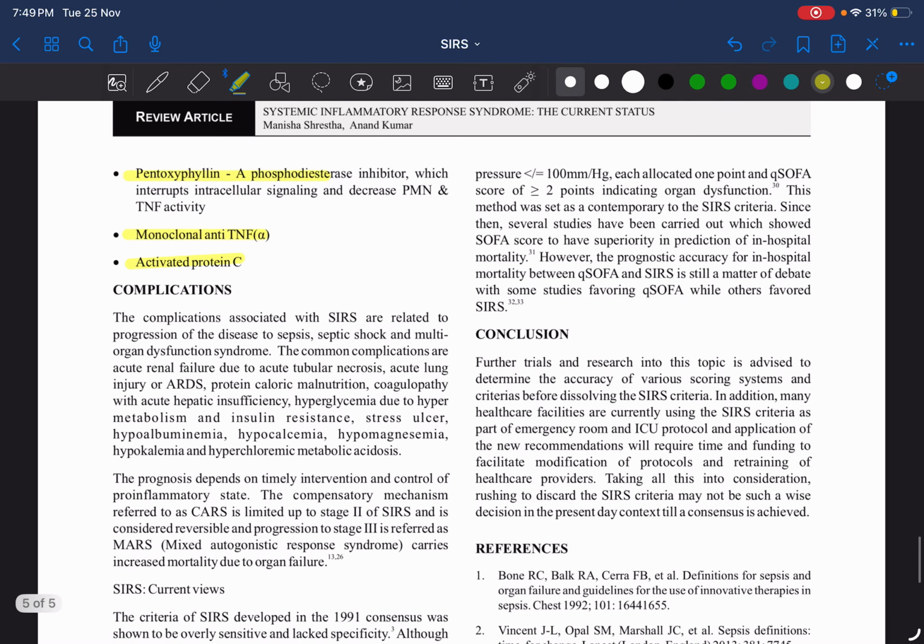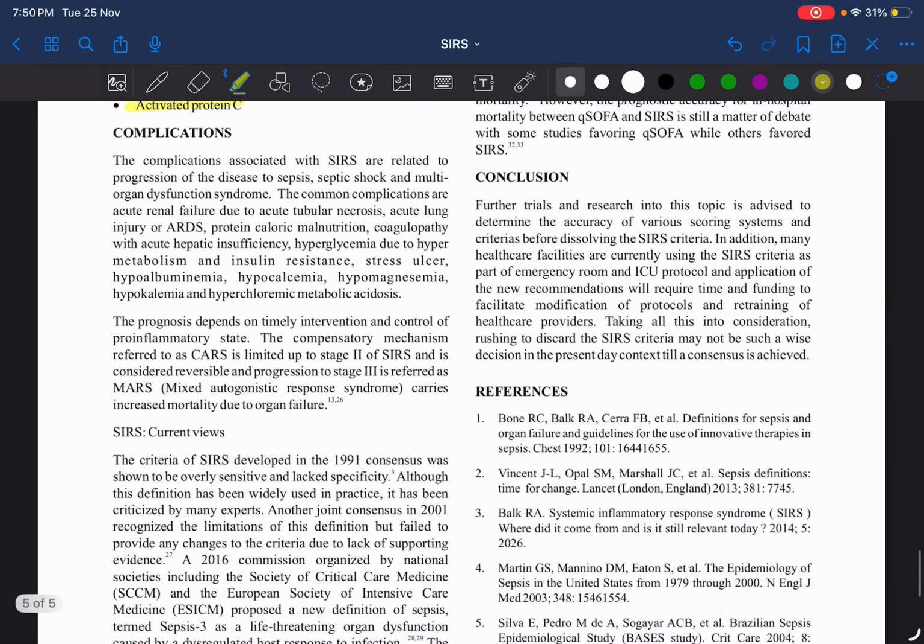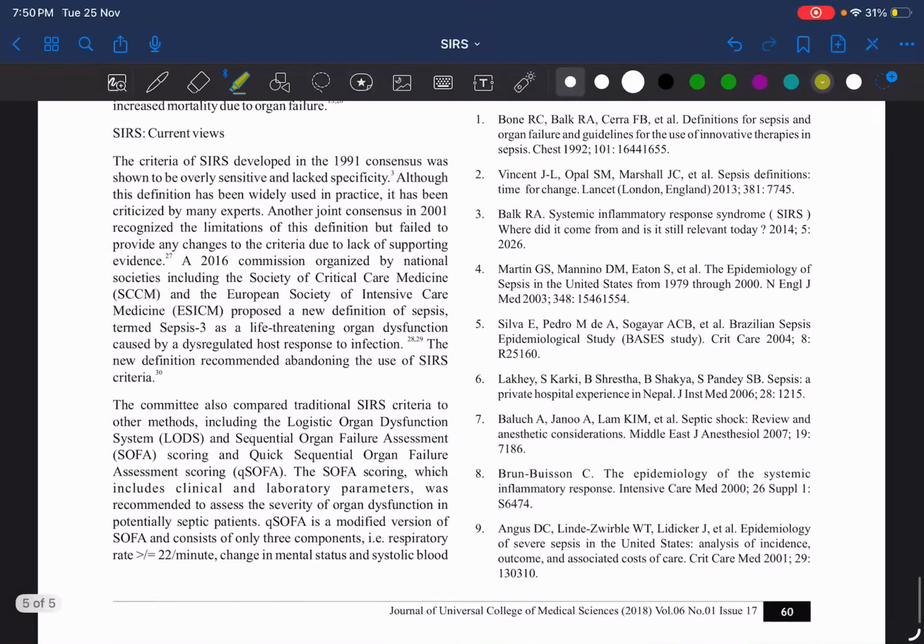So coming to the complication, as I told you, there is always a balance between the pro-inflammatory and anti-inflammatory mechanisms. Suppose the anti-inflammatory mechanism does not work, and it is towards the pro-inflammatory mechanism, MODS sets in. What is MODS? Multi-organ dysfunction syndrome. And we have lots of criteria for that, that is the SOFA criteria and the Cook SOFA criteria. I hope you will study all those in surgery.